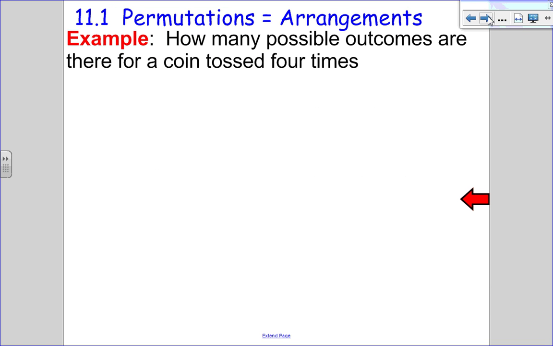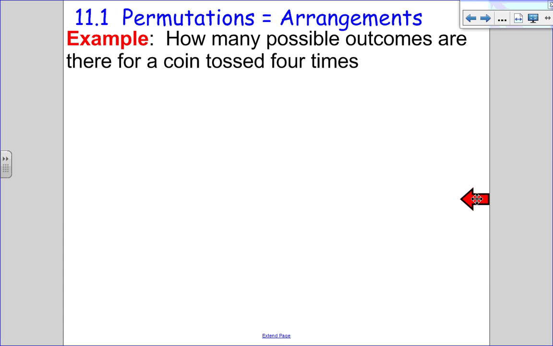Let's get started and talk about what a permutation is. A permutation is just an arrangement of objects. So let's say for a minute you have a coin that you're going to toss four times. I want to know how many possible outcomes there are when I toss that coin.